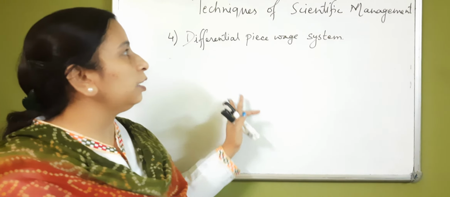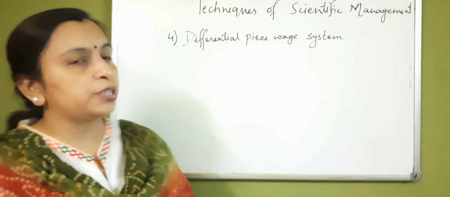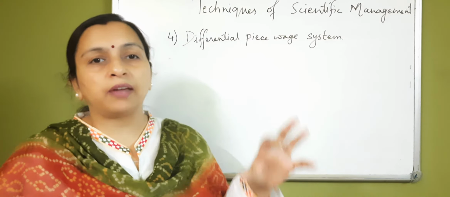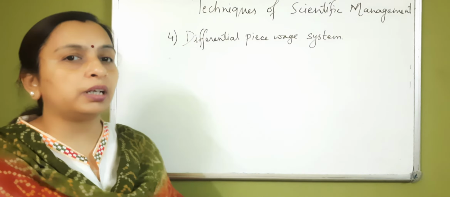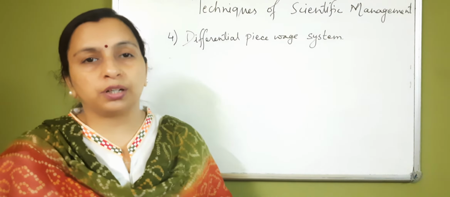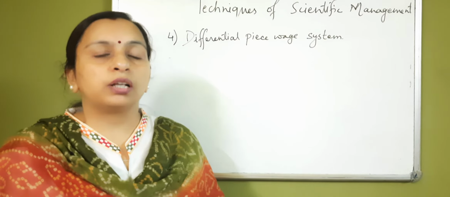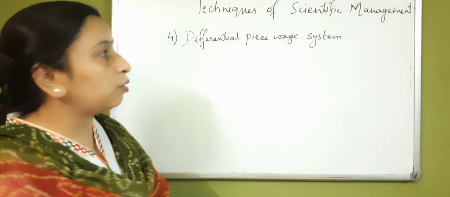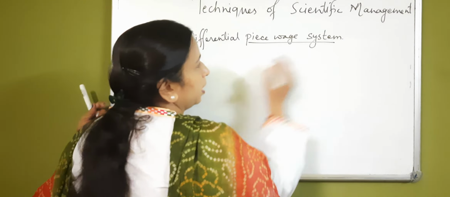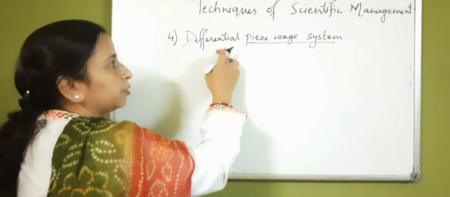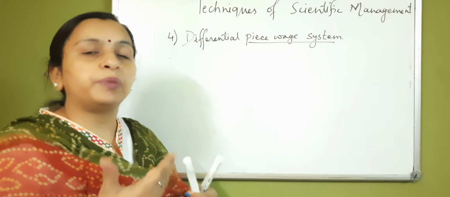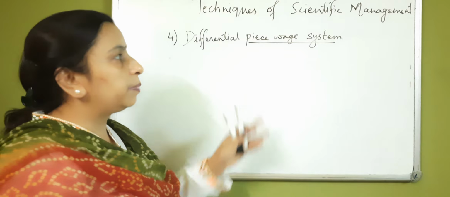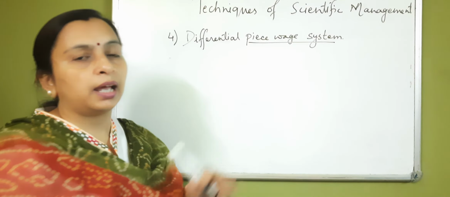The last technique given by F.W. Taylor is the differential piece wage system. This technique puts emphasis on differentiating workers into efficient and inefficient. We differentiate the workers on the basis of efficiency. It emphasizes paying different wage rates to efficient and inefficient workers. That means piece wage will be given, and there will be a different wage system. Differential piece wage means that on the basis of pieces manufactured, the company will differentiate the workers into efficient and inefficient.